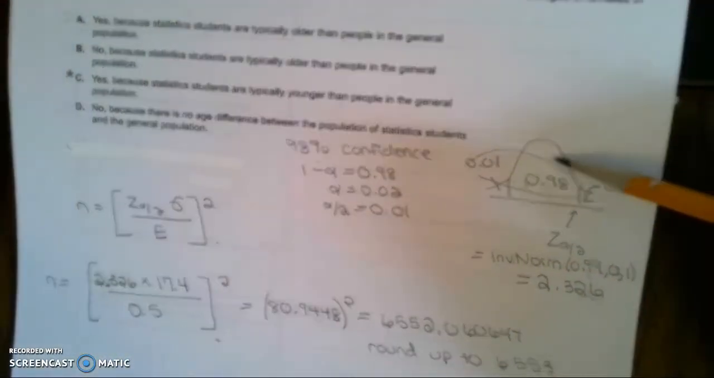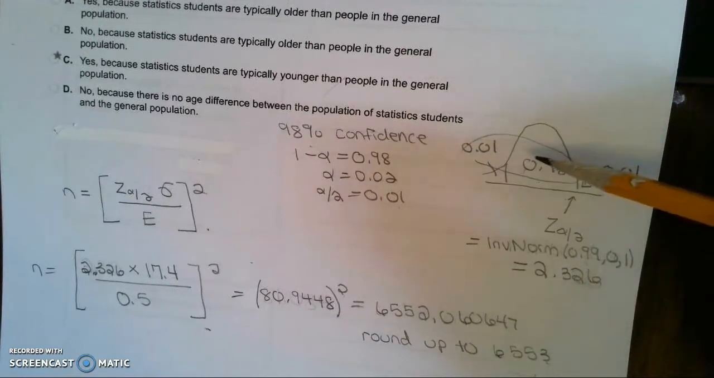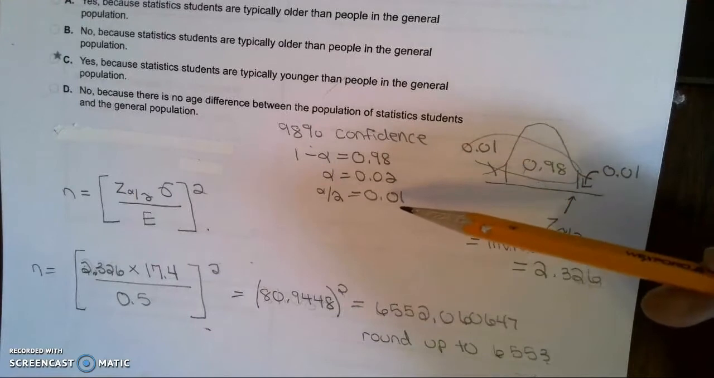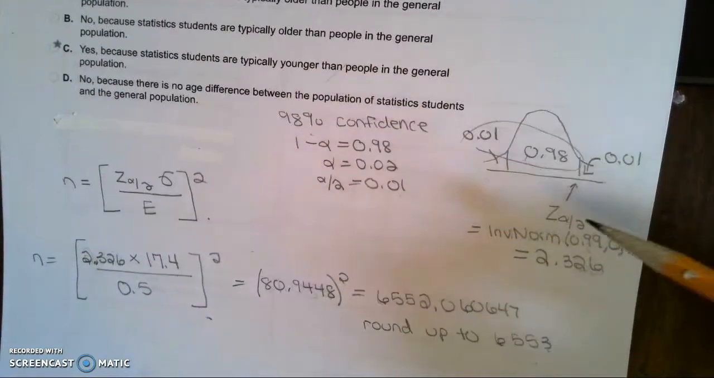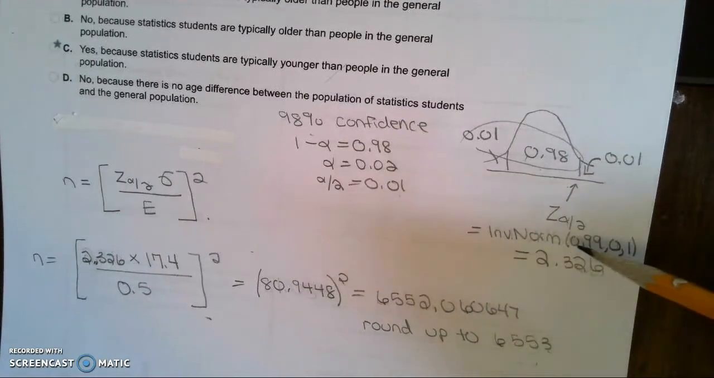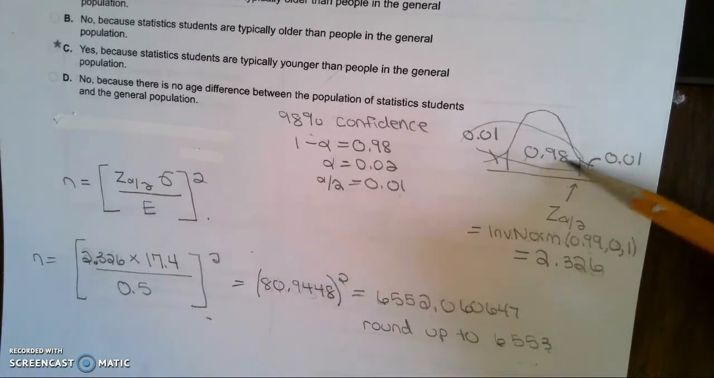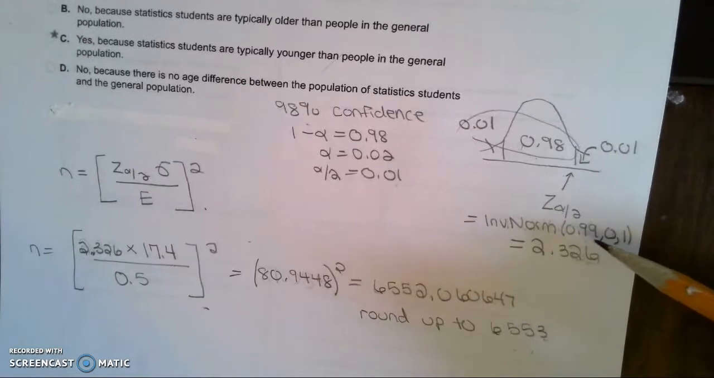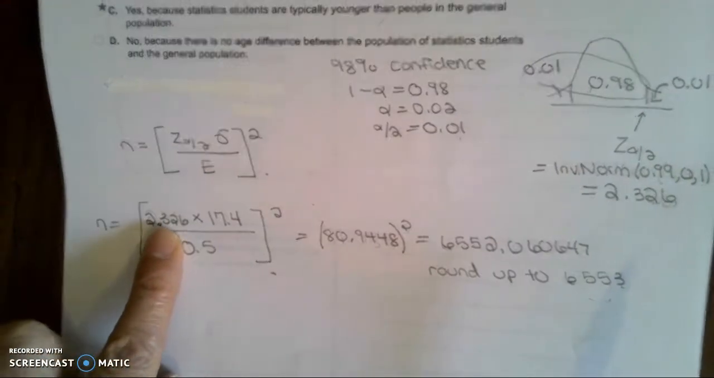So 1 minus alpha is 0.98. That's the middle area, and so each tail is 0.02. So alpha over 2 is 0.01. And then to find this critical value, I'm going to put inverse norm, area to the left. So that's these two added up, and 0, 1 for a standard normal curve. So we get 2.326. Okay, so that's what I plugged in right here.